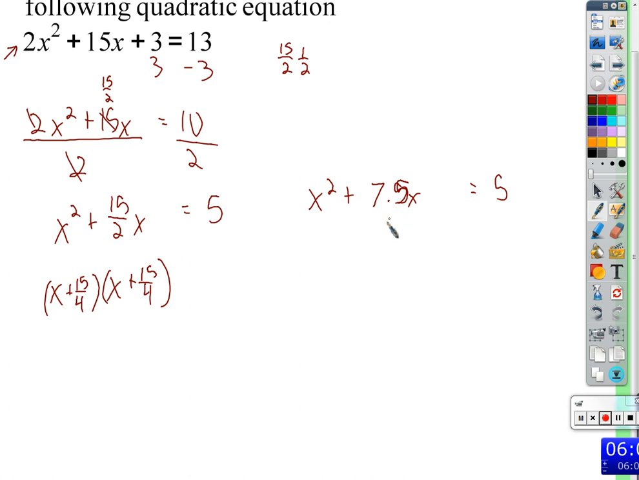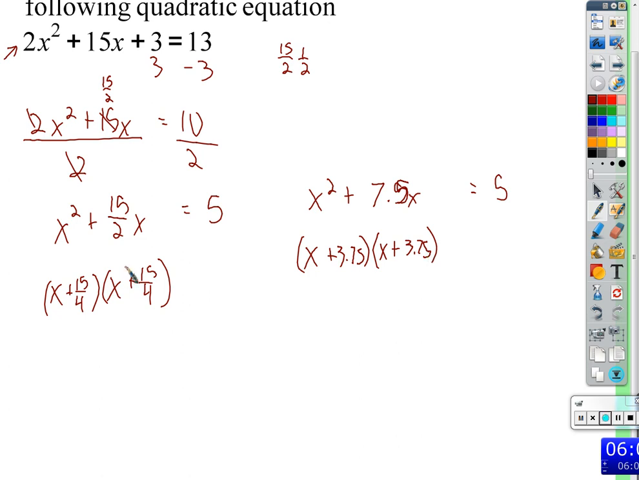Well, if we use the decimal, we'll get x plus... If I take 7.5 and divide that by 2, what do I get as a decimal? 3.75. Okay.